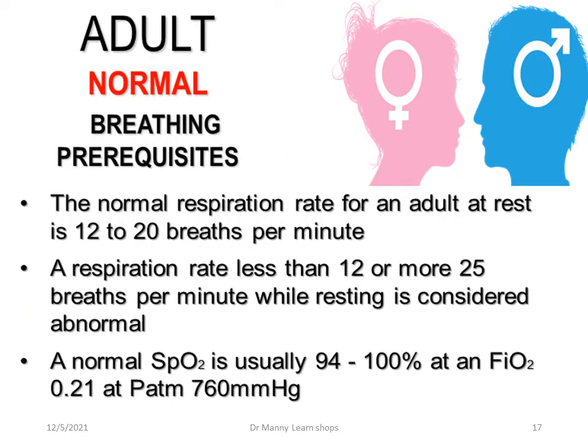An adult typically breathes at a rate between 12 and 20 breaths per minute. Note, a respiration rate less than 12 or more than 25 breaths per minute while resting is considered abnormal. A normal SpO2 is usually 94 to 100%, and an FiO2 at 0.21 or air at an atmospheric pressure of 760 millimeters of mercury, sea level.